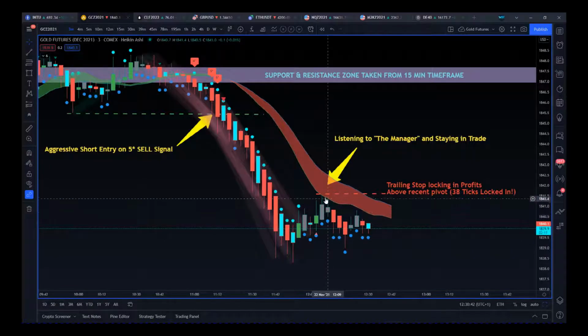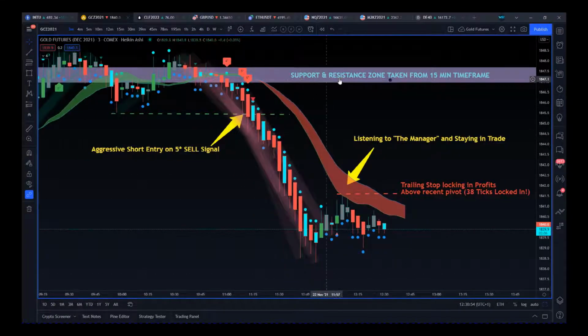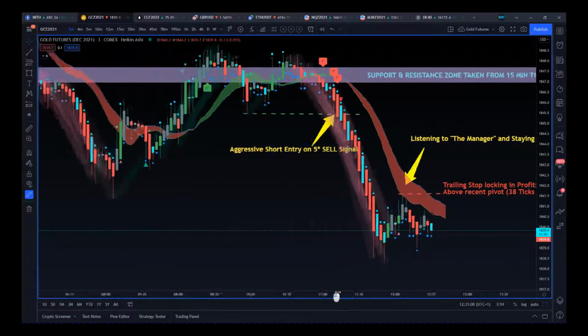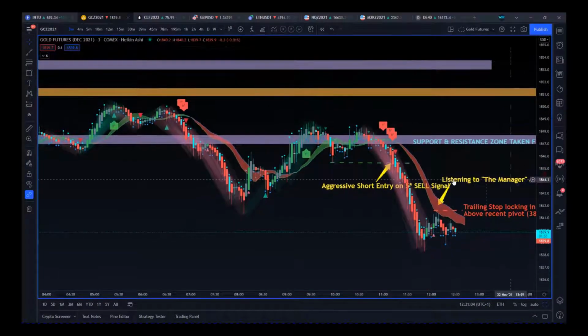We've used the manager to maximize profits and not panic on this pullback. Now we're just giving it time, some fresh air, to see if it can push down and make more. So I just want to look left a little bit. This support and resistance zone is taken from the 15-minute, and that's why I was really interested in this.